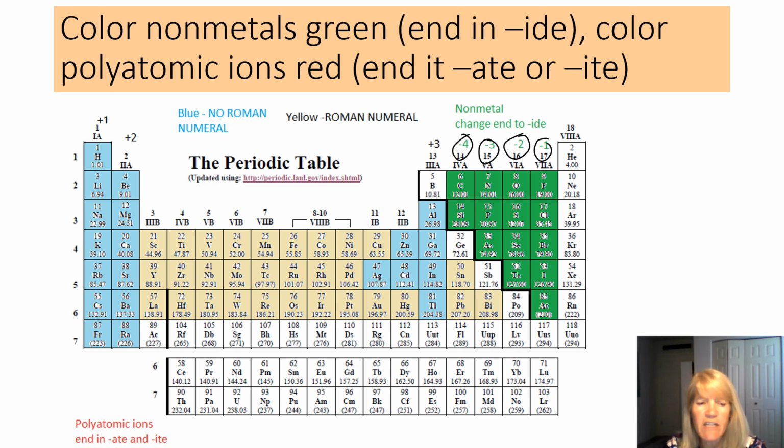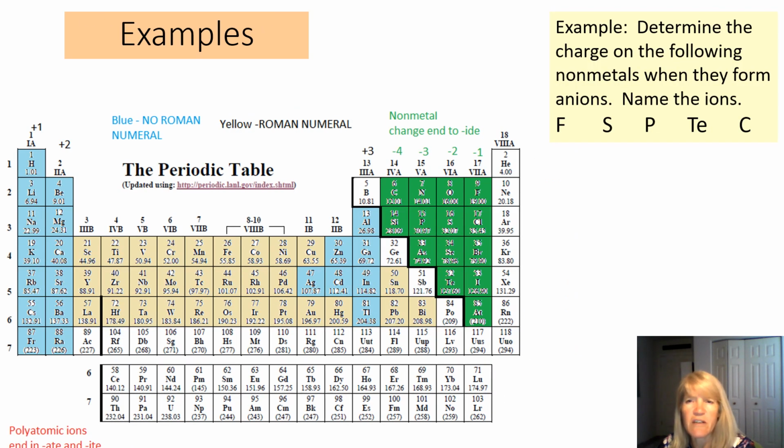And then I don't have it here, but in this corner here, you see the polyatomic ions. I colored them red. They end in -ate or -ite. So this ending, "ide," -ate, or -ite, will give you a clue what you're dealing with. So let's see if we have some examples here. Let's try these examples. Determine the charge on the following nonmetals when they form anions, okay? And then name the anions.